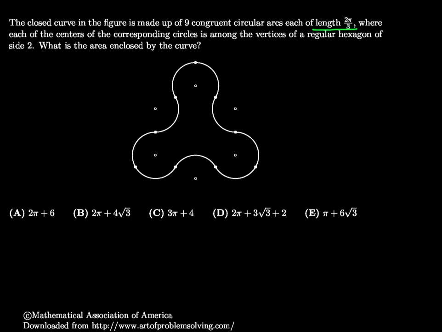Okay, so first thing, what I see here is this regular hexagon. We're going to use this. This is going to make our job a lot easier. Regular six-sided figure. And we know that any angle in here of a regular hexagon is going to be 120 degrees. So that means that this arc is 1/3 of the circle.